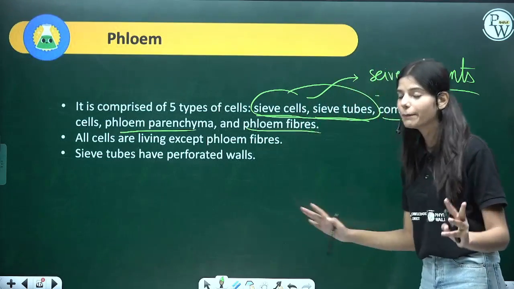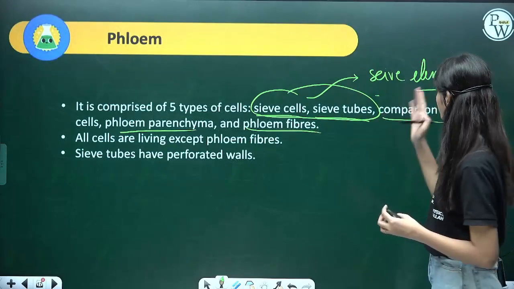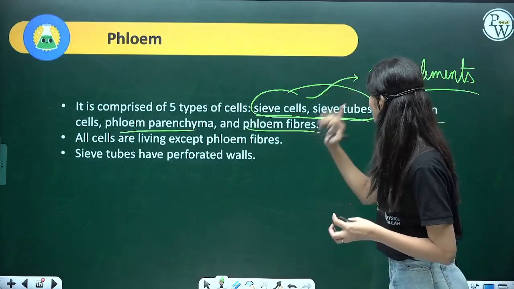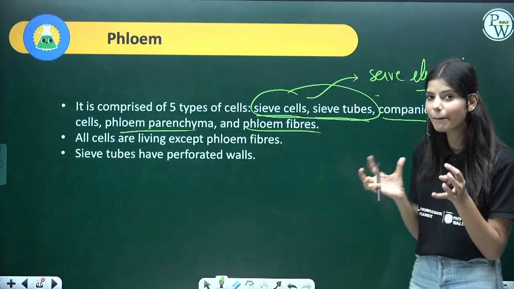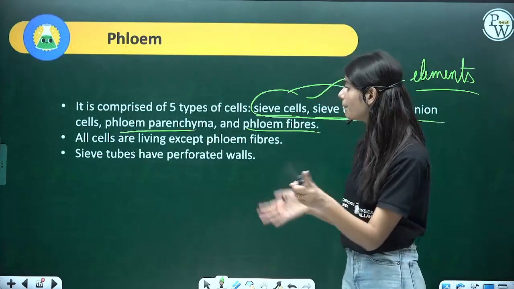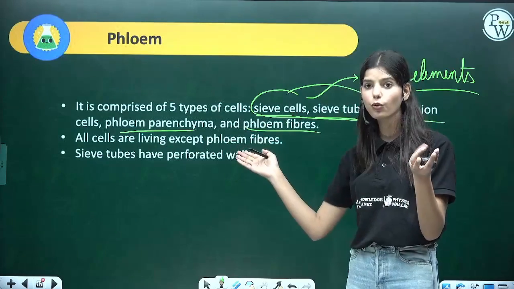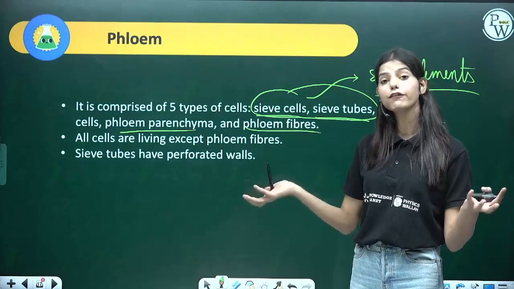Now guys, let's talk about what the functions of each of these cells are, okay? Talking about the sieve elements, along with companion cells, they make a network to transport the food. But if we talk about the phloem parenchyma, it is there to store the food, and talking about the phloem fiber, it is there to support the phloem tissues.